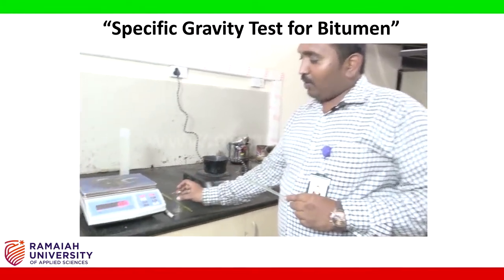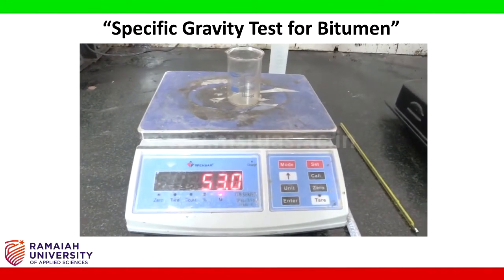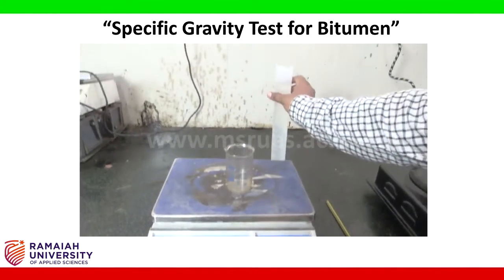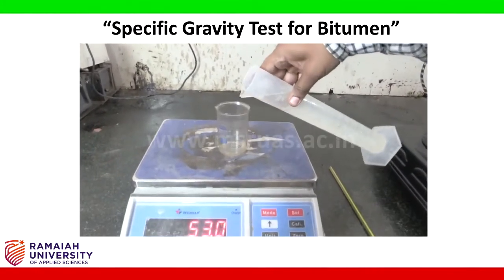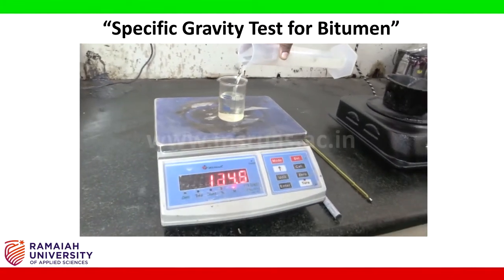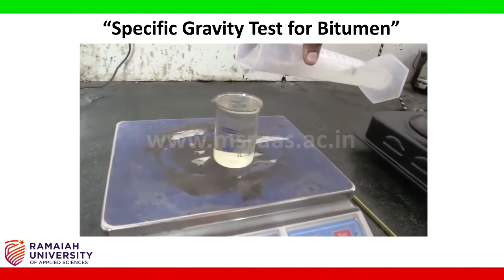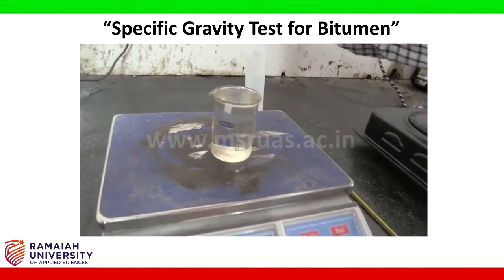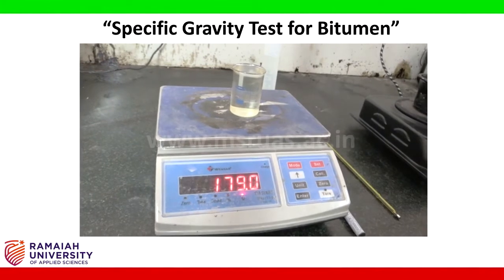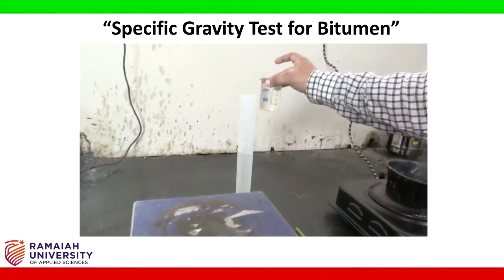First, I am going to take the empty weight of the beaker. This empty weight we are going to note down as A. Then fill the beaker completely with distilled water and note it as B grams. Note down this particular reading as B grams. Then what we are going to do? We remove this entire distilled water.